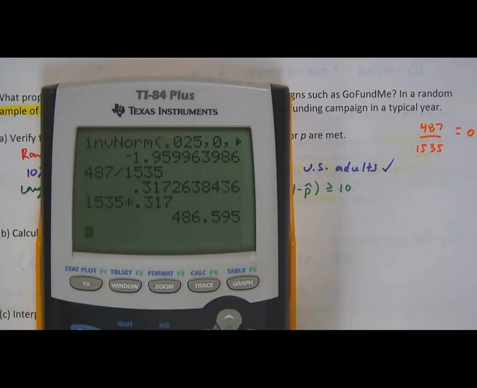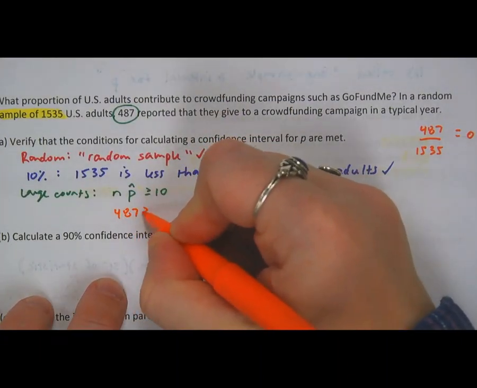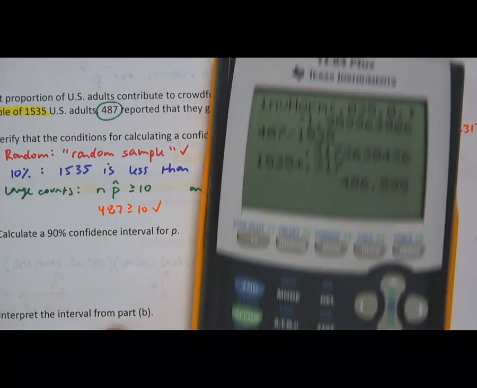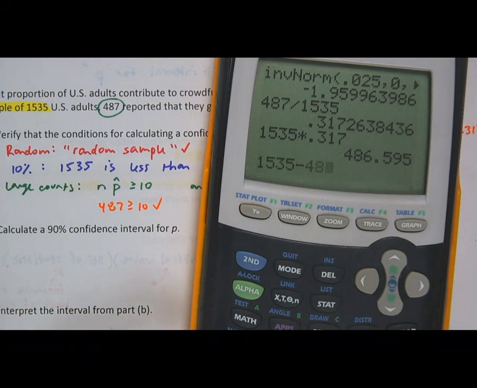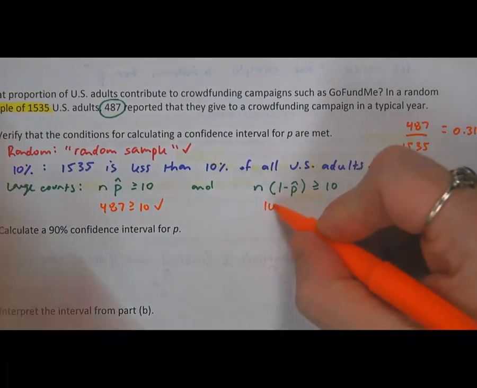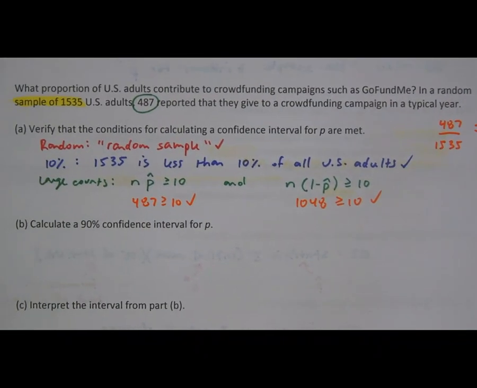And I'm going to get 486.6. So let's round that to the nearest integer, and let's say that we have 487 successes, which is certainly larger than 10. And then what I meant earlier was, if you take that sample size and subtract off the number of successes, the people that did say that they give to crowdfunding, then this many people said that they don't. So 1,048, and that's also certainly larger than 10. So all the conditions have been met.